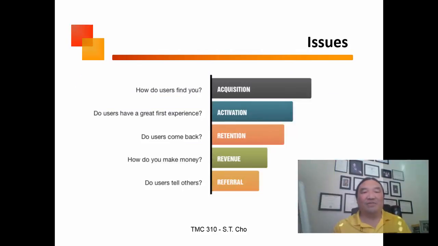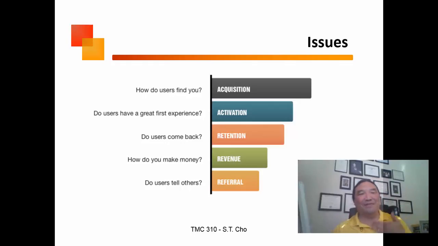In terms of issues, these are the issues. And once again, you can give it different names, but it's all pretty much the same journey, starting with acquisition or awareness. And then I have to retain them, I have to get revenue out of them. And how do I get people to refer? Because referrals are really powerful. Why? Because you're making your customer do your marketing work for you.